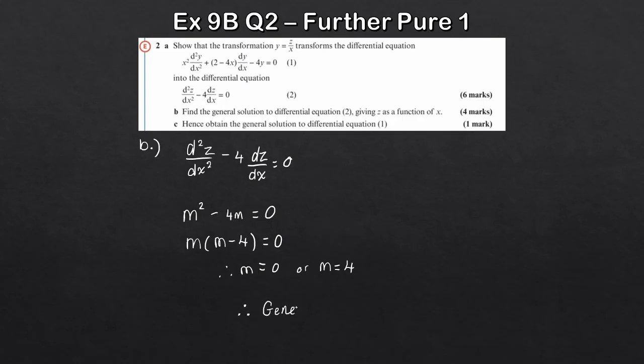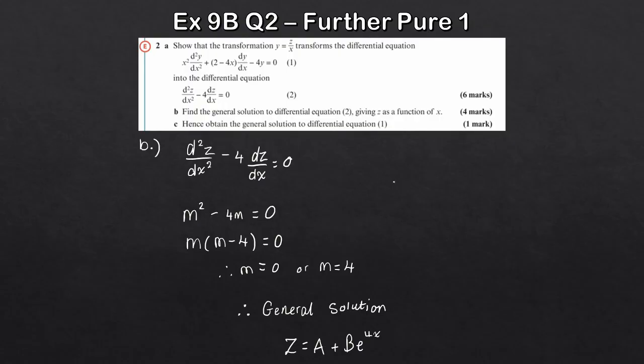So remember, just from your core pure knowledge, this shouldn't be too tricky. So the general solution. We just use the fact that m is 0 and m is 4 here to get the general solution. And remember, it's in terms of z, so giving z as a function of x. So z is equal to, this is m to the 0, so it's just literally a, plus my next one is b. M is 4, so in this case it's e to the 4x. And that is literally all it is for part B.